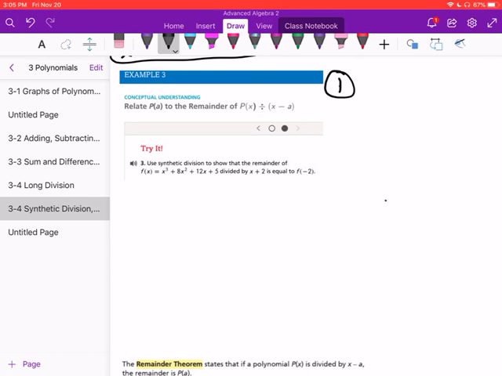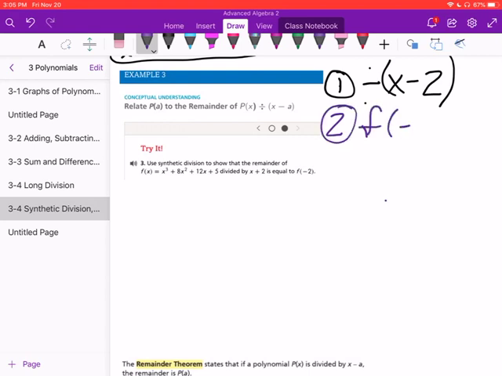So I need to find two things. First of all, I need to divide by x plus 2. And then the second thing that I'm asked to do is to find f of negative 2. All right, so let's work on the first one. We're going to use synthetic division because that has been the fastest method so far. Dividing by x plus 2, so I'm going to put a negative 2 in the little box.